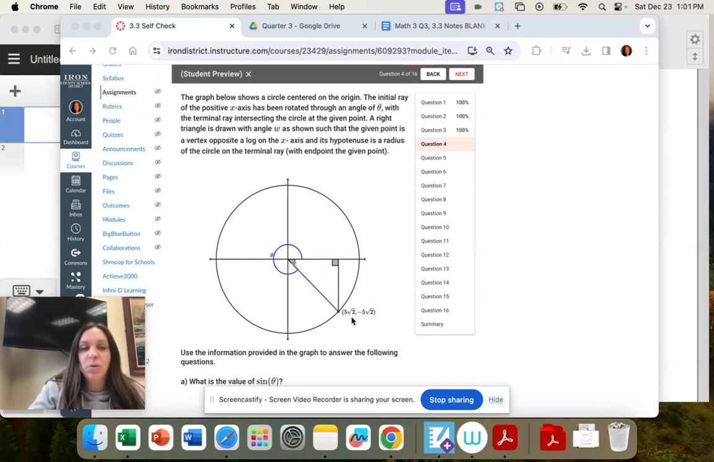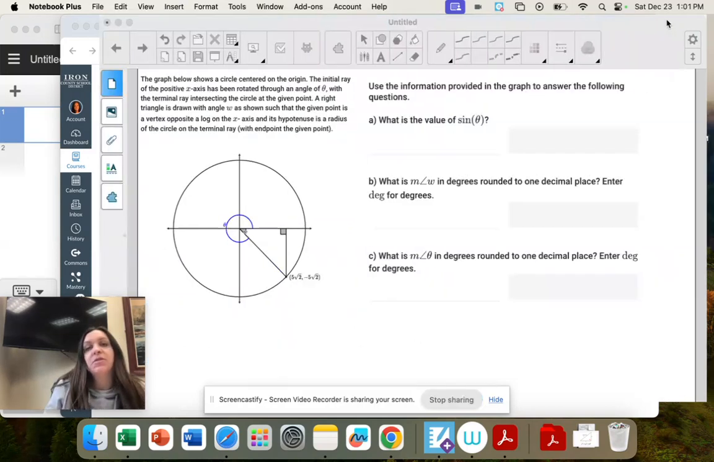Remember, we have an XY point. And at that point on the outside of the circle, we're dropping and making a right triangle so we can find the length of the radius. Okay, so let's do that.